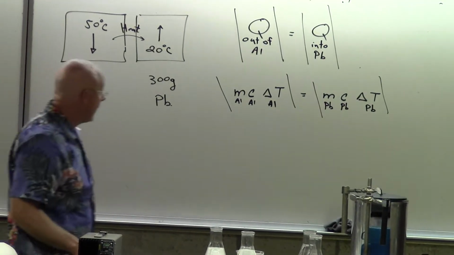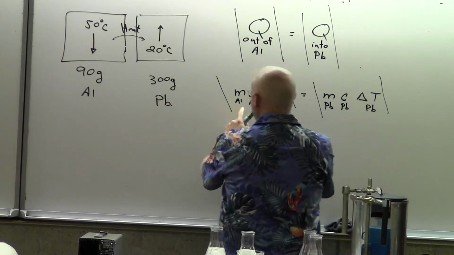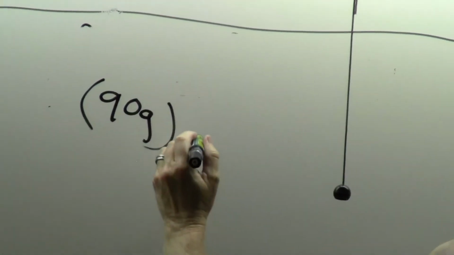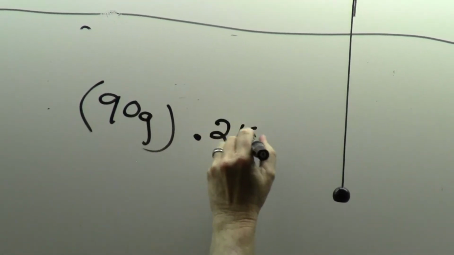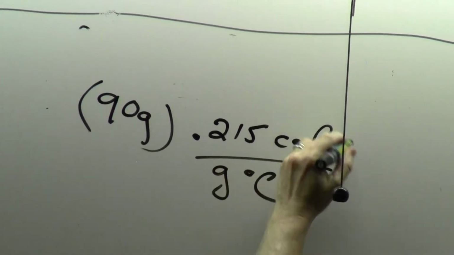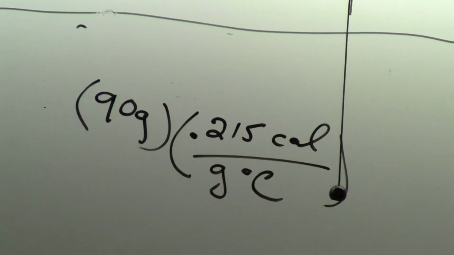All right, so now I can actually do the calculation. So the mass of the aluminum was given. So here we got the 90 grams. Then we've got the specific heat of the aluminum. And if you remember that chart I was just showing you, it was 0.215 calories per gram per each degree Celsius.